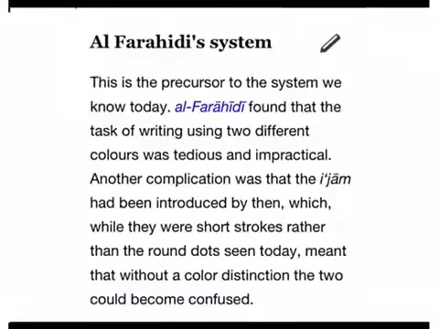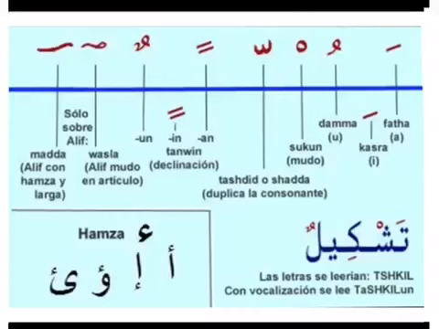The system that we use today was founded by al-Farahidi. Al-Farahidi found that the task of writing using 2 different colors was both tedious and impractical. Another complication was that the ijam had been introduced by then, which, while they were short strokes rather than the round dots seen today, meant that without a color distinction, the 2 could become confused.